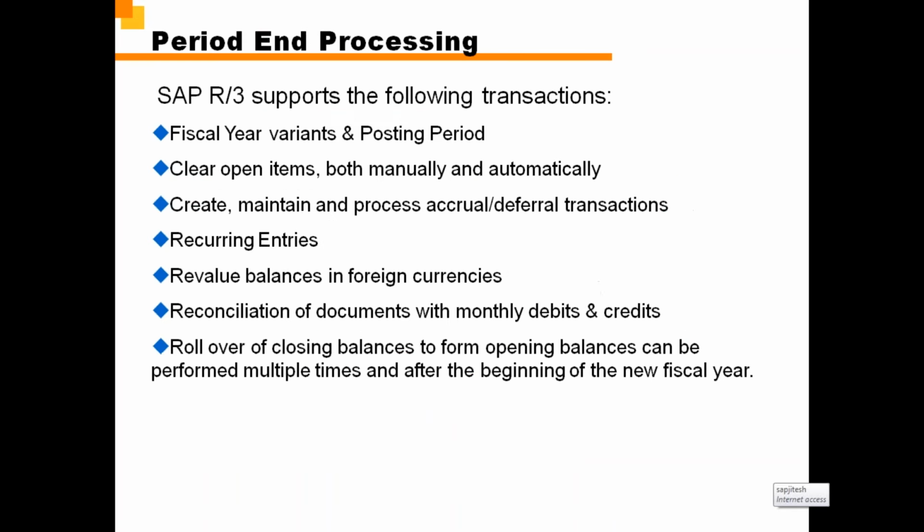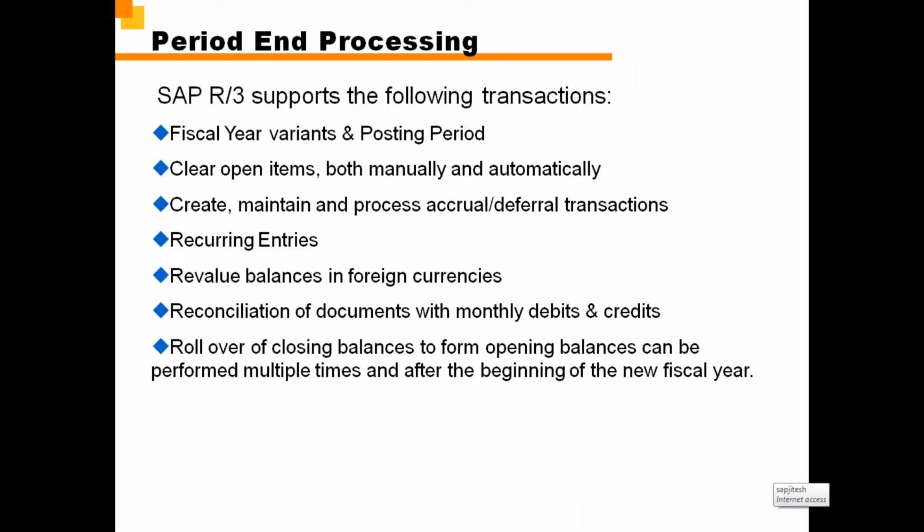Then we will find the period and processing. In month-end processing, we will see any posting period change we need to do, and the fiscal year variant we need to change. Then we need to clear the open items manually or automatically. We need to enter the accrual and deferral. What do we mean by accrual and deferral? We'll see in detail when we start the GL accounting practical.